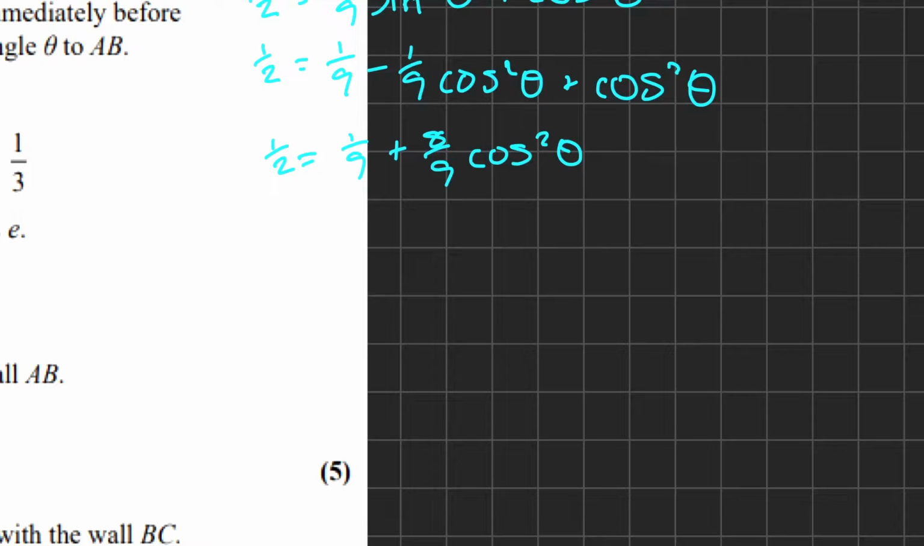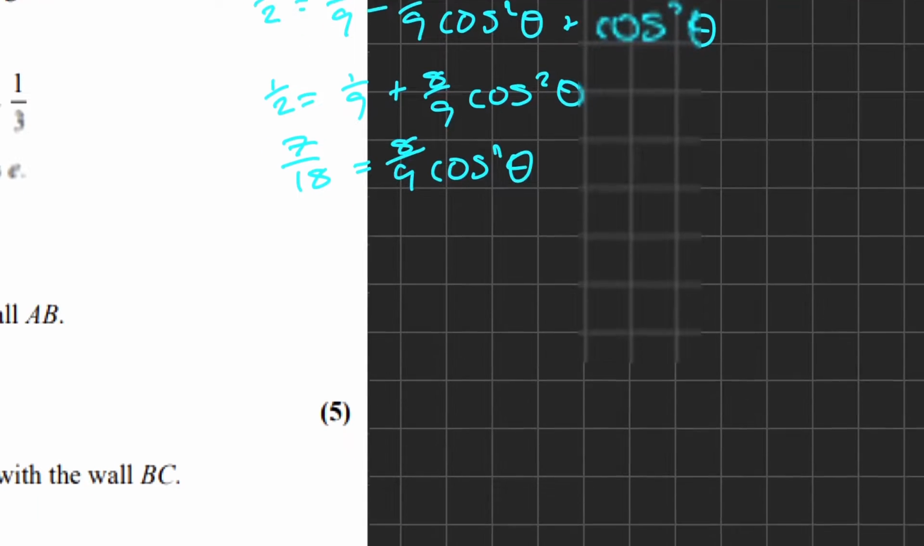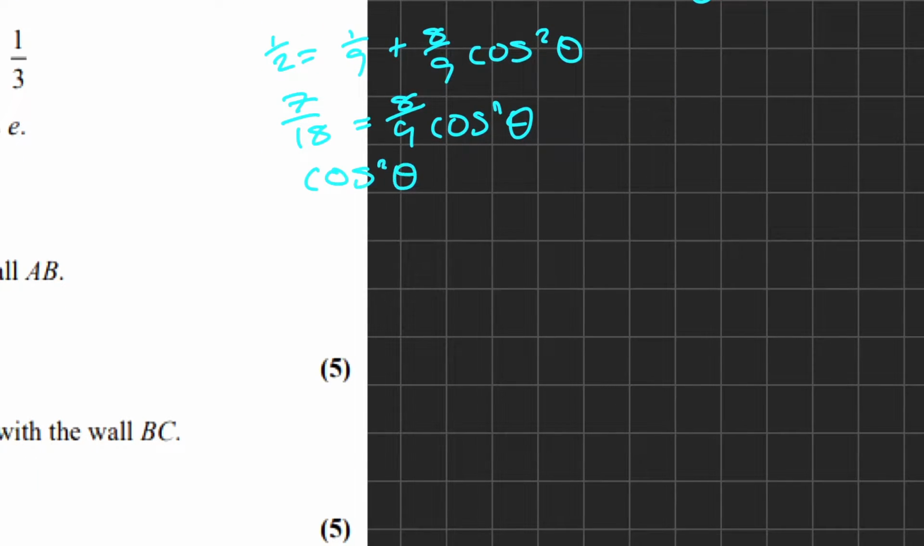So now I'm going to take away the ninth from both sides. So you'll get 7 over 18 equals 8 over 9 cos squared theta. Cos squared theta equals 7 over 16. So cos theta equals plus or minus the square root of 7 divided by 4.